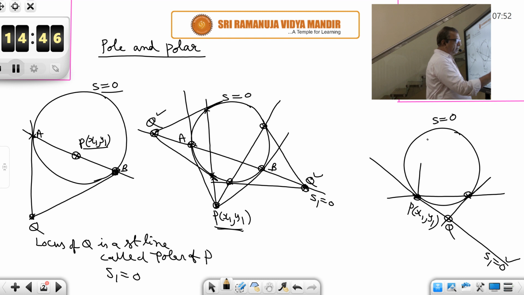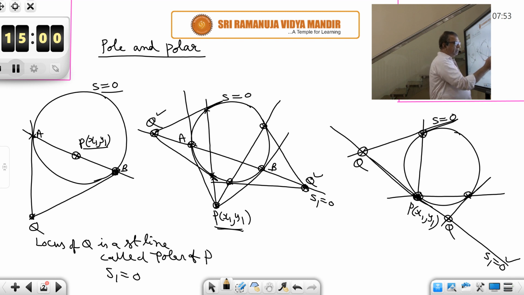So through P you draw another line intersecting the circle at 2 points. One point is this one, other point is P only. At these 2 points you have to draw 2 tangents. At P this is the tangent. At this point this is the tangent. They are intersecting at Q. Like this, all these Q's will lie on the tangent at P only. So the locus of Q coincides with the tangent at P. Therefore the polar of the point P and the tangent at P are one and the same line. It is S1 equal to 0. Okay.